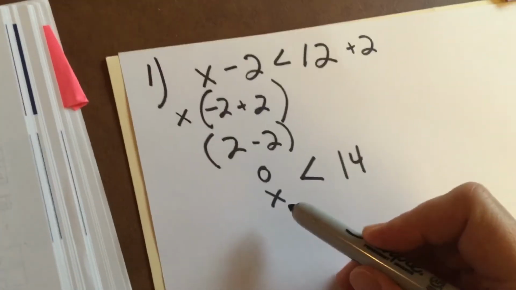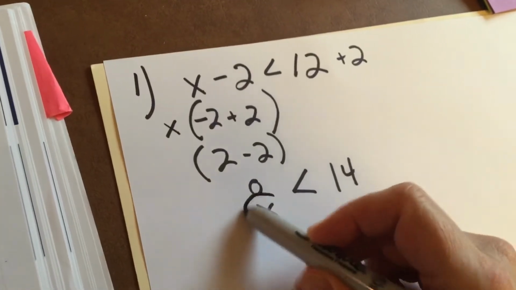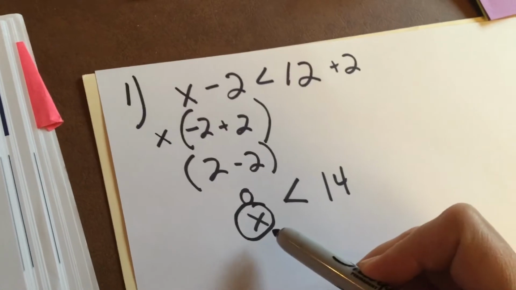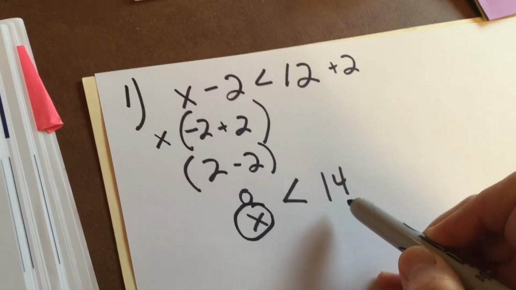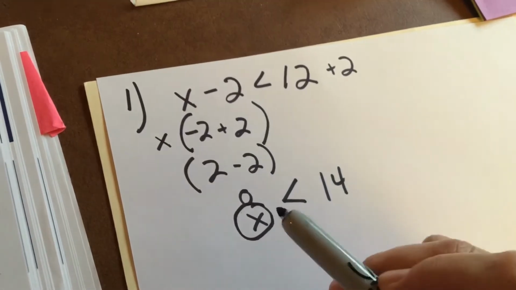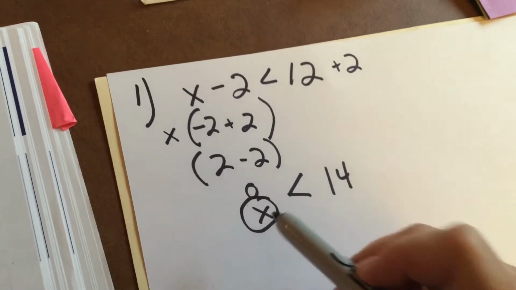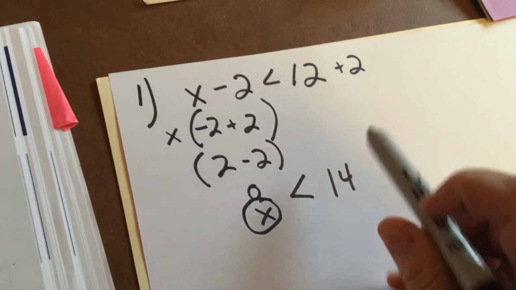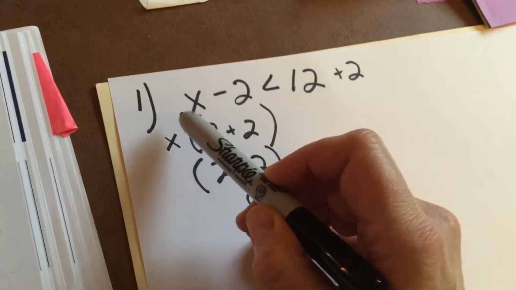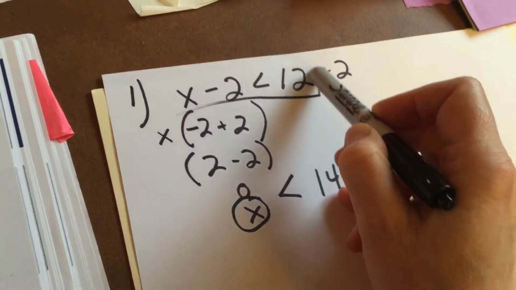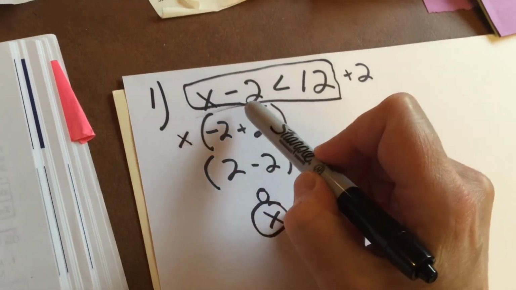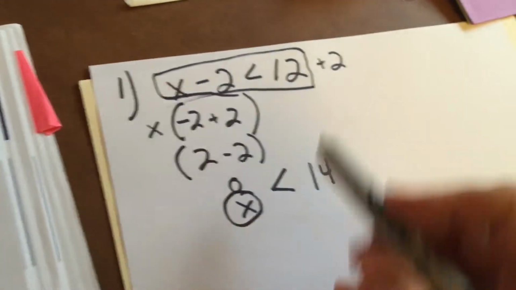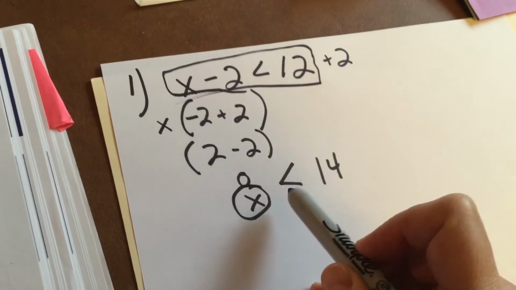Now, how do I read this? I start with the variable, and I read it: x is less than 14. That's what I have to deal with here. Any number that's less than 14 is going to make this statement true. This is our original statement, right? x minus 2 is less than 12.